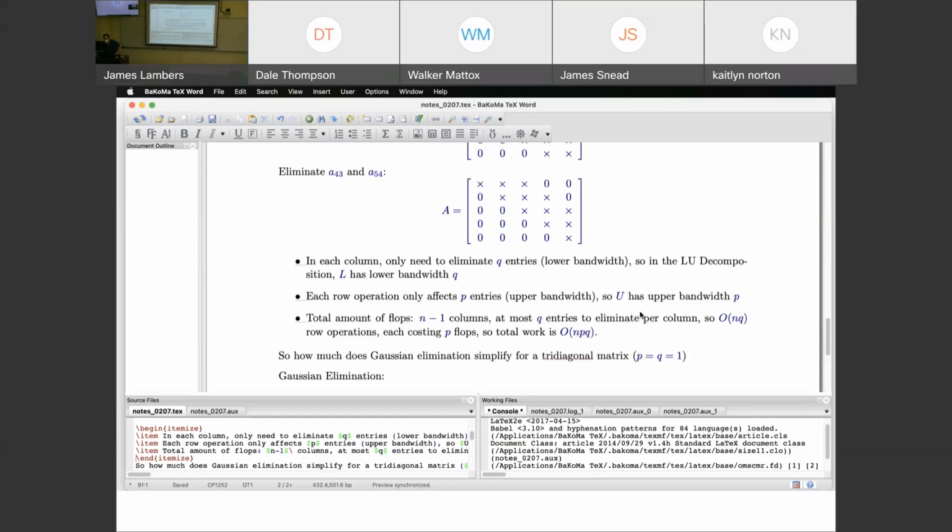So first question is about the bandwidth of L and U.